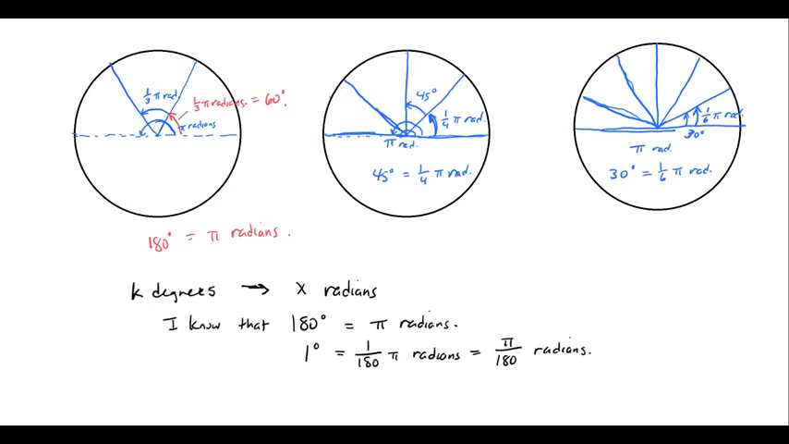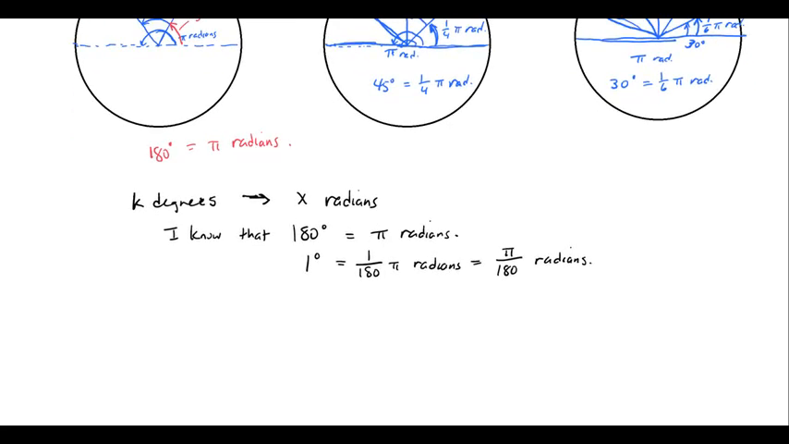So if I want to know what k degrees is, then I should just multiply all of that by k. So k degrees should be k times pi over 180 radians. Let's try this out on a degree measure that we know about. Let's say 30 degrees. 30 degrees should be 30 times pi over 180 radians. If you simplify that, you get 1/6 of pi radians, which is the same thing we got before. So that's nice.